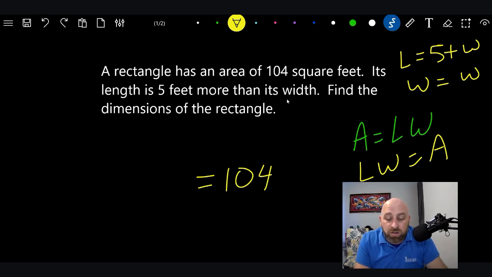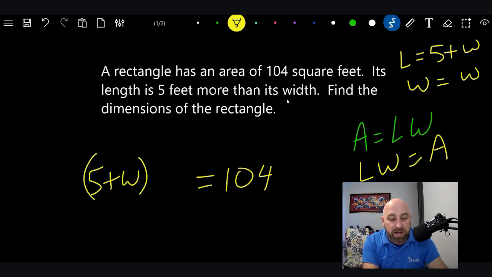You could also write it in terms of L. That would be fine. You'd have to say L minus 5, I guess, is how you would write that. But we'll write it in regards to the W. So now, instead of the L, we're going to substitute in the 5 plus W. So the length is 5 plus W, and then that would be times W, which is W, okay?